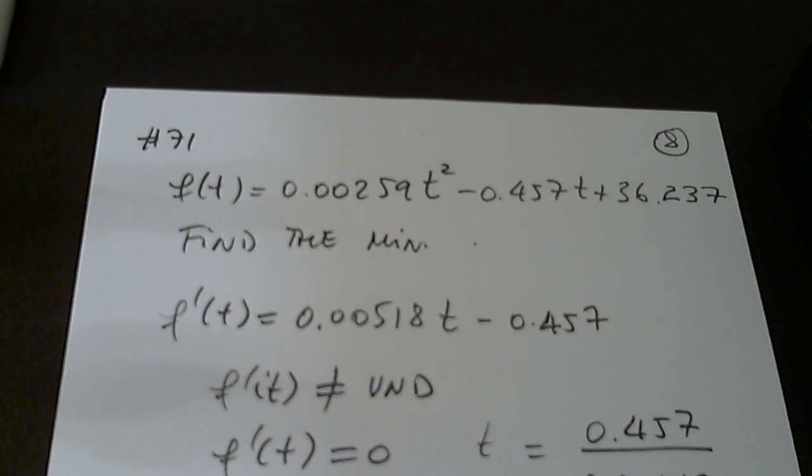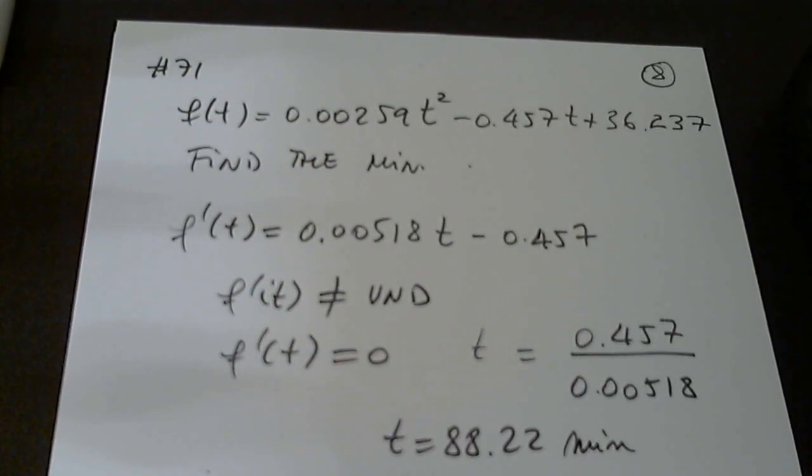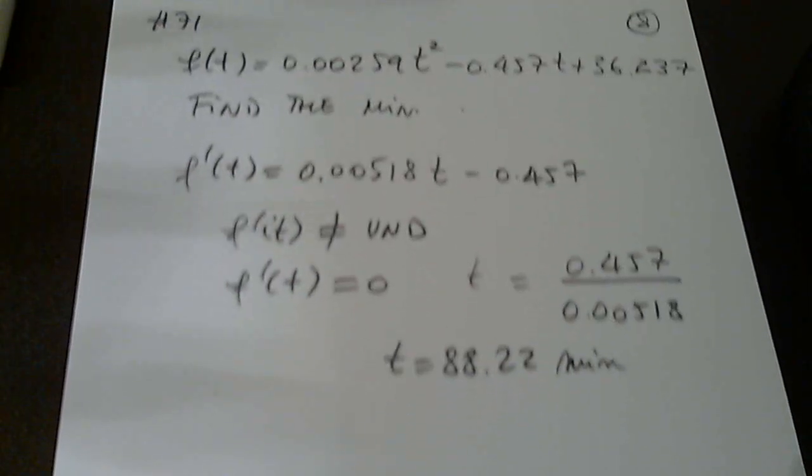What is 0.457 divided by 0.00518? So 88.22. And that is t in minutes. So we haven't found the minimum. So next step.